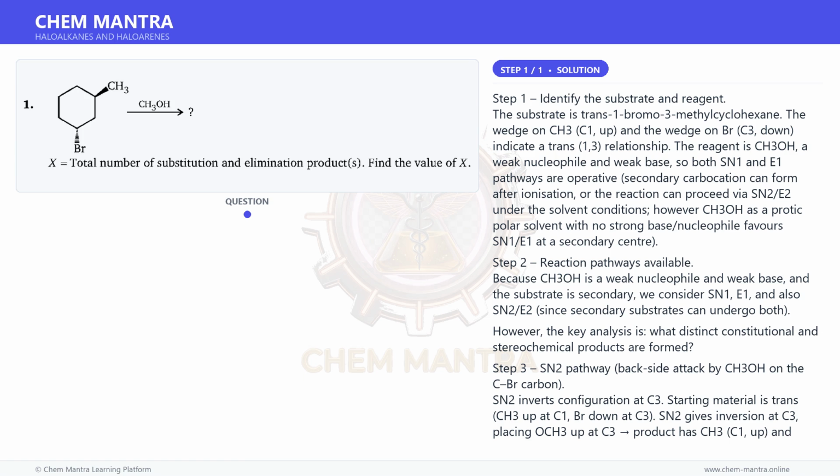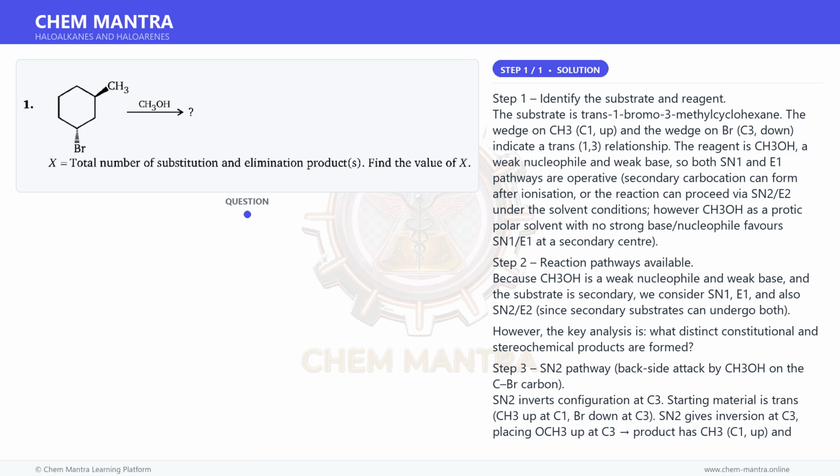Step 2. Reaction pathways available. Because CH3OH is a weak nucleophile and weak base, and the substrate is secondary, we consider SN1/E1 and also SN2/E2, since secondary substrates can undergo both. However, the key analysis is what distinct constitutional and stereochemical products are formed.